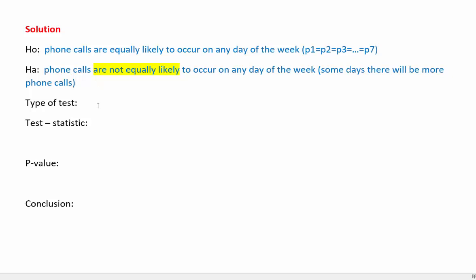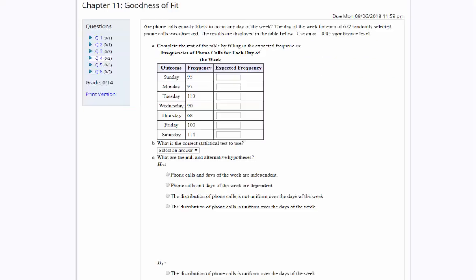And we're going to be using a goodness of fit test because this is literally what we're trying to do. We're going to see how well our observed values fit our expected values. So let me highlight our test. That is our goodness of fit test. So let's go back to our problems and see what's going on here.